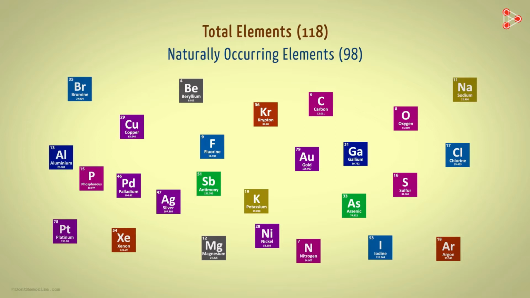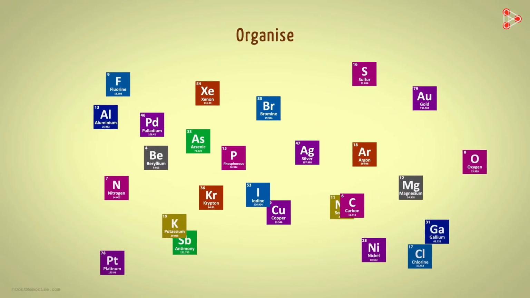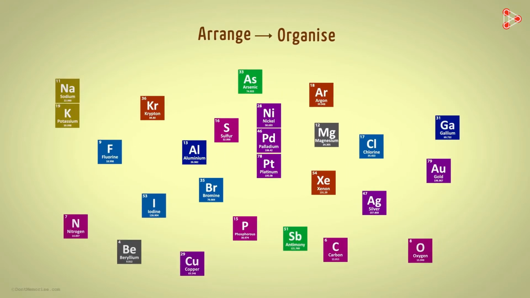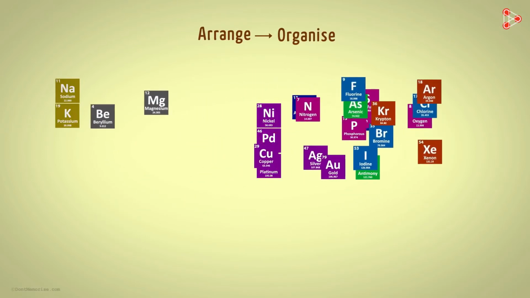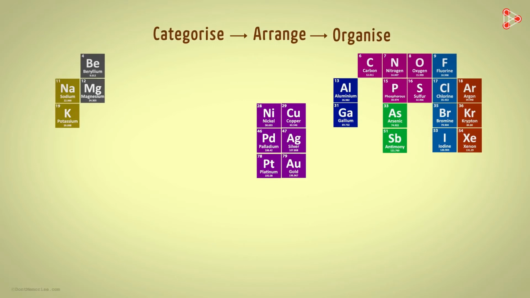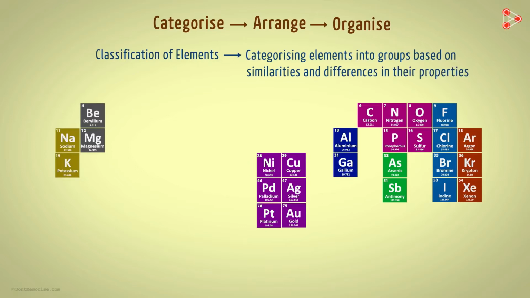And in order to combat this problem, what we did was we started to organize these elements. Organizing simply means to arrange. So we started arranging these elements, but arrangement is possible only when we categorize these elements. This is how we organized the elements, and this organization helped us study these elements very easily. What we actually did here is that we classified these elements into various groups. Classification of elements is categorizing the various elements into groups based on the similarities and differences in their properties.